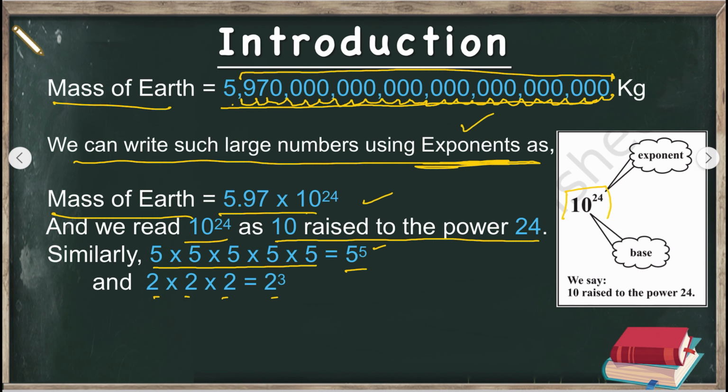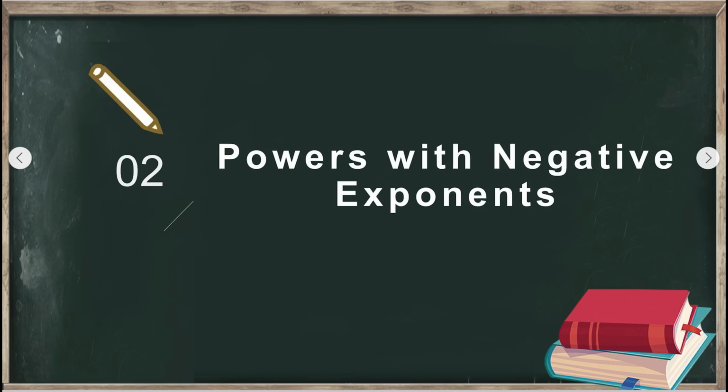Generally, when we write this as 10 raised to power 24, this power, which is 24, is the exponent, and this 10 is the base number. Collectively this is known as the power: 10 raised to power 24. So we'll be doing such operations in this chapter.